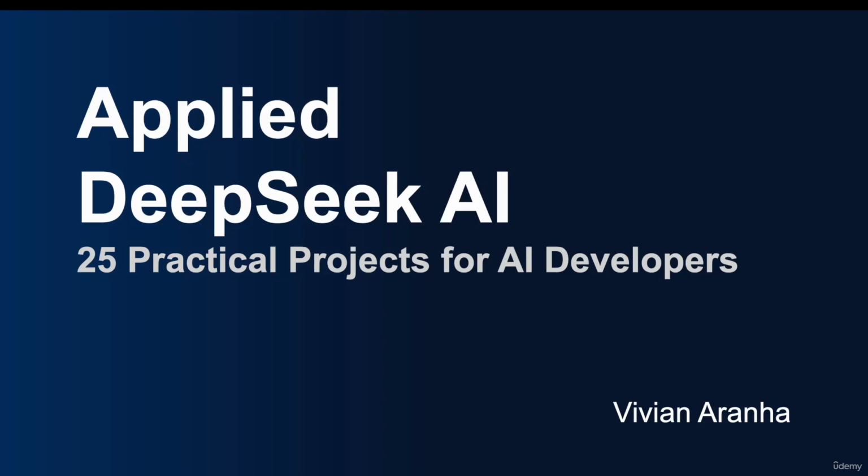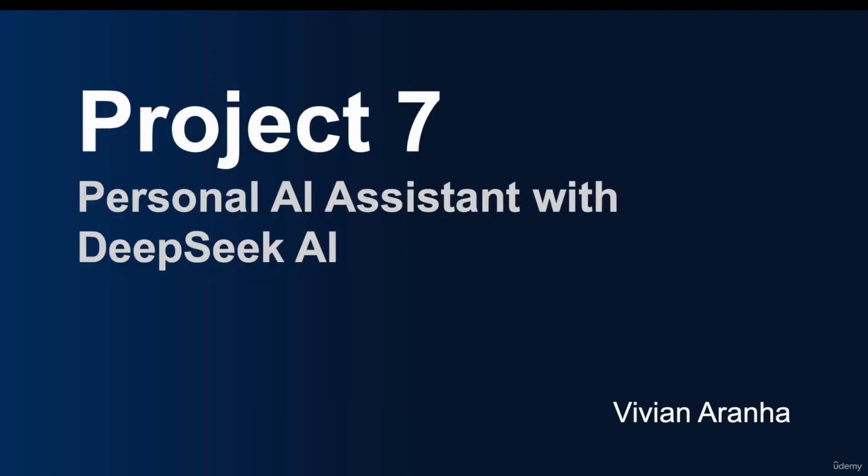A personal AI assistant is an intelligent system that can respond to queries, set reminders, fetch information, control smart devices, and more. By integrating DeepSeek AI, we can create a powerful text-based or voice-enabled assistant that enables productivity. So, our Project 7 is all about a personal AI assistant with DeepSeek AI.